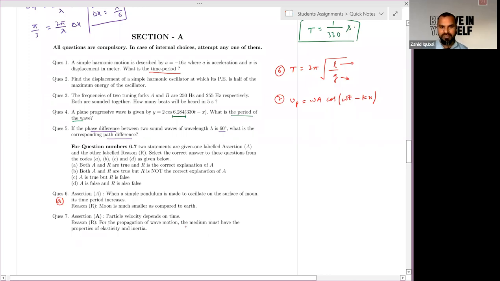Next, for propagation of wave, the medium must have the property of elasticity and inertia. So these two are different terms, properties of the medium for propagation of a mechanical wave, and particle velocity depending upon time is a different term as compared to this reason. So we can say individually assertion and reason both are correct, but reason is not the correct explanation for the dependence of particle velocity on time. So it should be option B. Both are correct, but reason is not correct explanation of assertion.